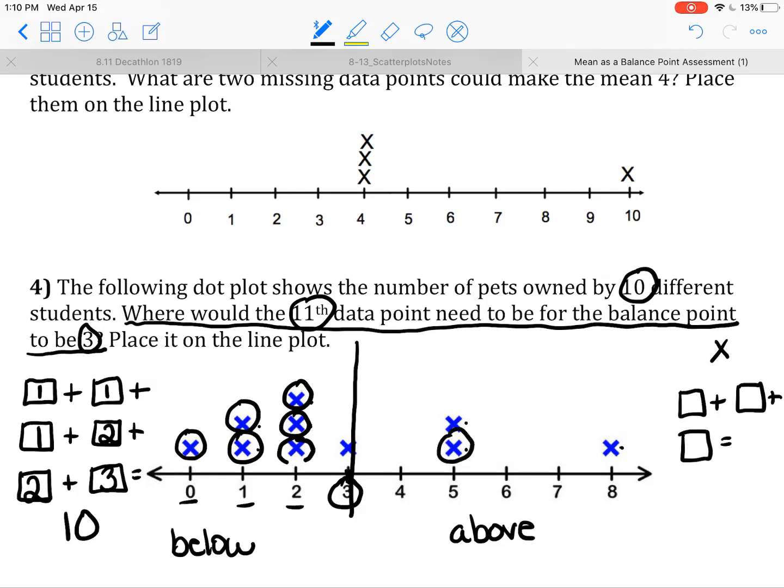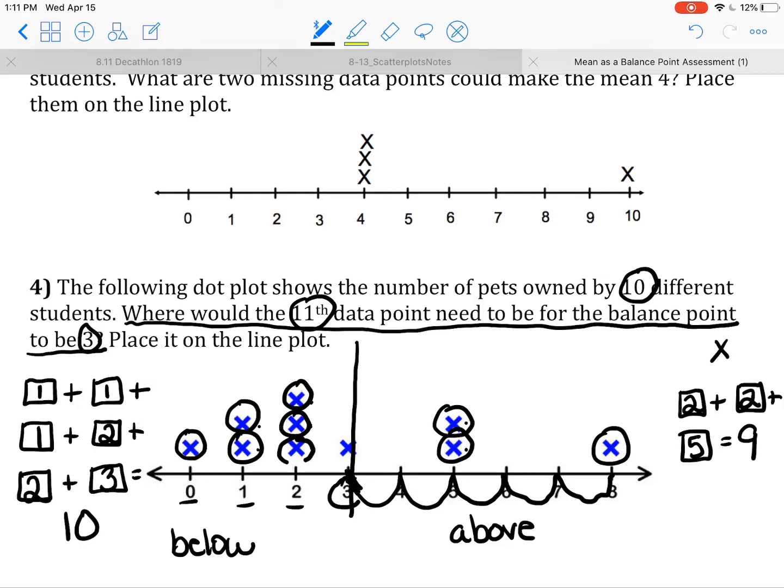So this x is 1, 2 from the balance point. This x is 1, 2 from the balance point. And this x is 1, 2, 3, 4, 5 away from the balance point. The sum of those distances is 2 plus 2 plus 5, which is equal to 9.